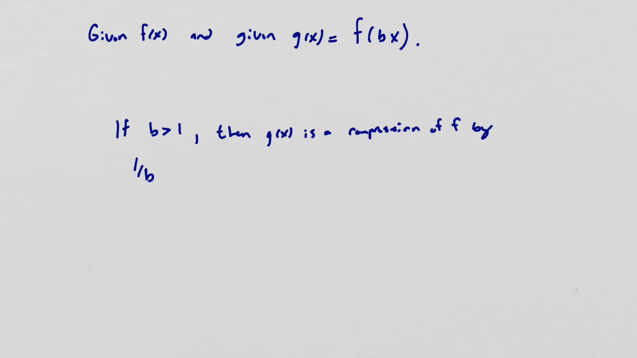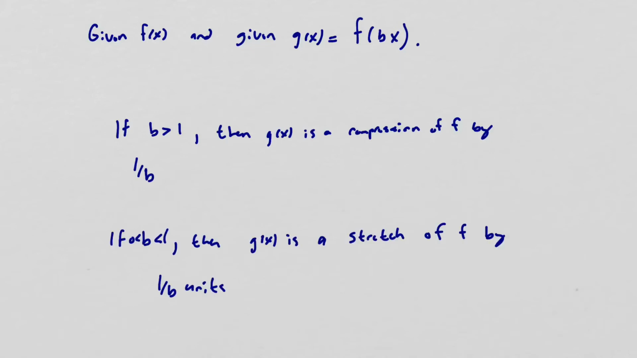All right. Given f of x, and also given this g of x, which is going to be equal to f composed with b of x, then we can either horizontally stretch or compress our graph as follows. If b is greater than 1, then our function g of x is a compression of f by 1 over b units. If our b value is between 0 and 1, then g of x is going to be a stretch of f by 1 over b units. I've forgotten one word for each of these, so this should be a horizontal compression, and this one should be a horizontal stretch.